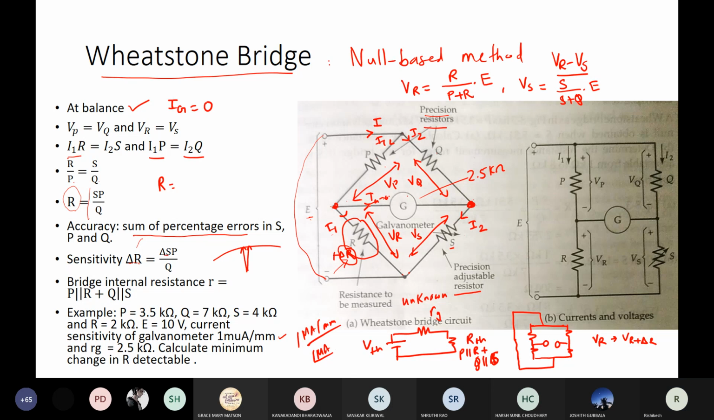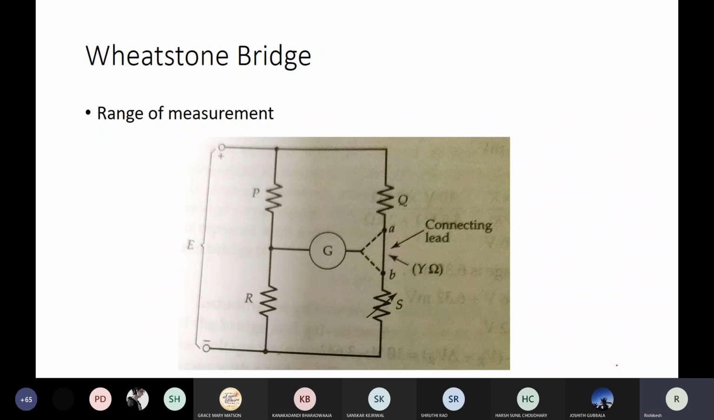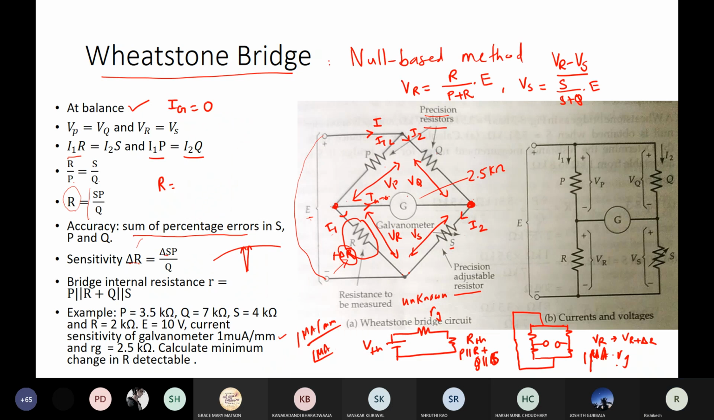How much is the voltage drop that has occurred across the galvanometer? 1 microampere into RG. How much is that? It is 2.5 millivolt. 2.5 millivolt. Okay.